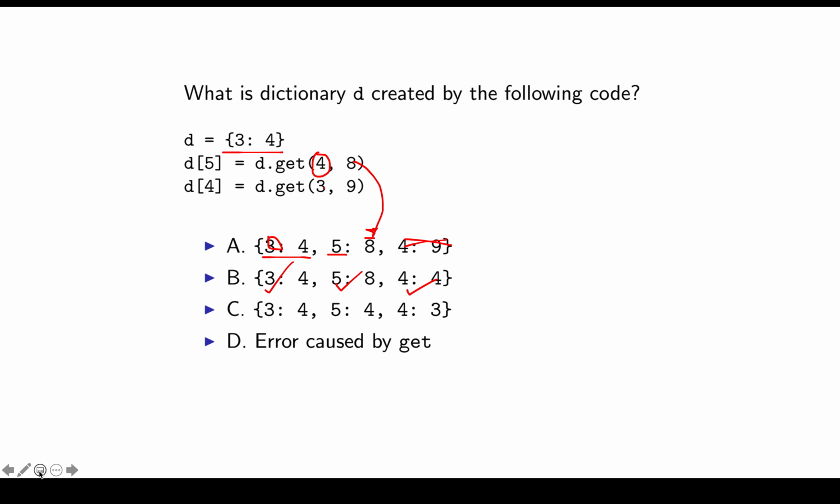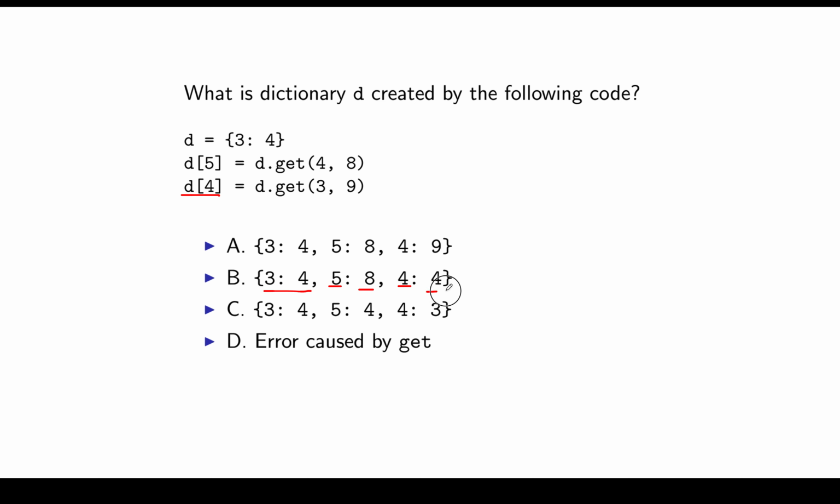So we'll look at the second one. Let's look at it again. We have 3, 4. That's created. D[5]. That's my key. Equals D.get(4, 8). So is there a key 4? There is none. So we put in an 8 there as a default. D[4], well, we don't have a D[4]. We're going to create it now.